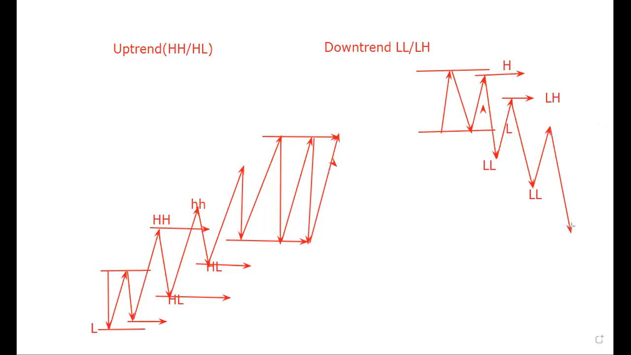But the moment the market goes back and touches this previous lower high, then it's giving us information that the market wants to consolidate a bit. So you just continue to watch it. But the moment it breaks upward, then it means what? An uptrend has started. So this is how to identify the trend of a market.